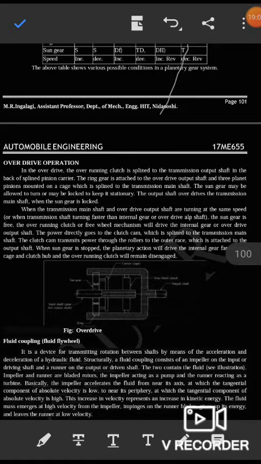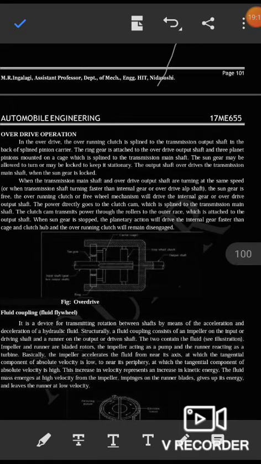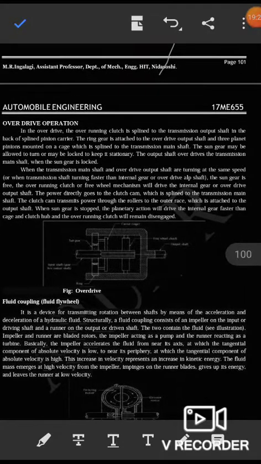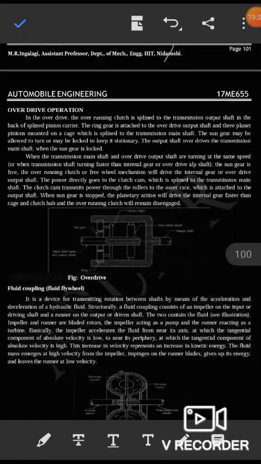The power directly goes to the clutch cam, which is splined to the transmission main shaft. The clutch cam transmits power through the rollers to the outer race, which is attached to the output shaft. When the sun gear is stopped, the planetary action will drive the internal gear faster than the cage. The clutch hub and overrunning clutch will remain disengaged. So likewise, you can get overdrive operation by different combinations of gears.